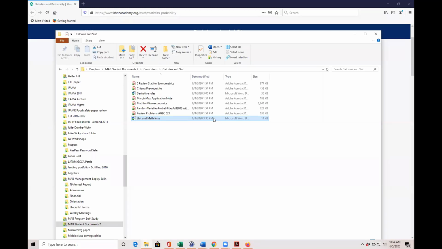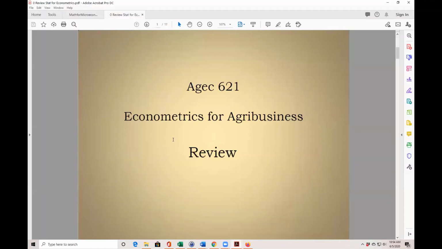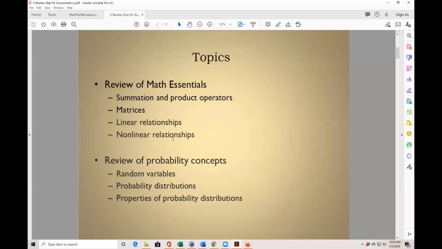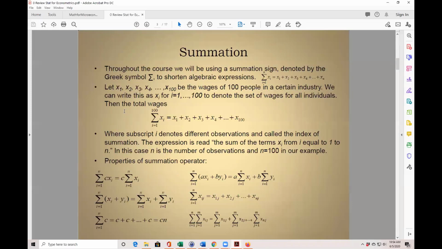So, review stat for econometrics. This comes from Dr. Ishtorsh, who will be your instructor. And in the past, she presented this. So why not take a look at it so that when she does this review in a one hour session or less, you'll be familiar with the way this notation works.